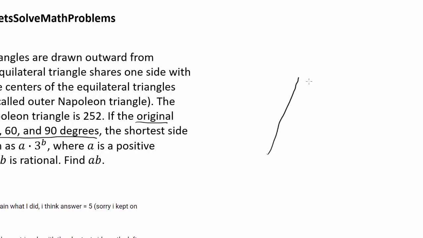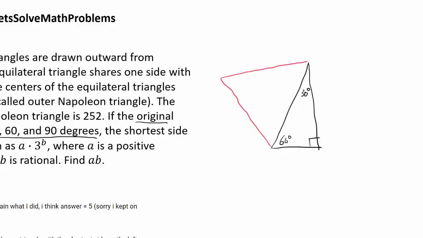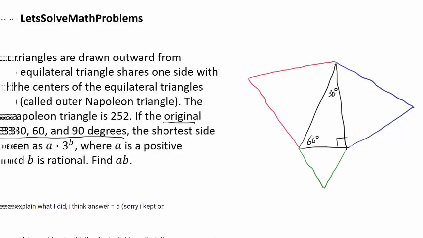So we have our original triangle with 30, 60, 90 degree angles. So let's make this 90, we can make this 60, make this 30, and we're drawing equilateral triangles outward from each side. So we have this first one from this side, we can have our second one from this side, something like this, and the last one from the shortest side. And what are we doing with the triangles?